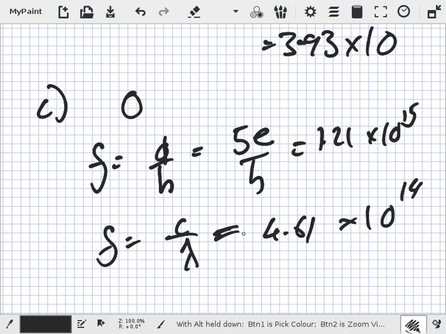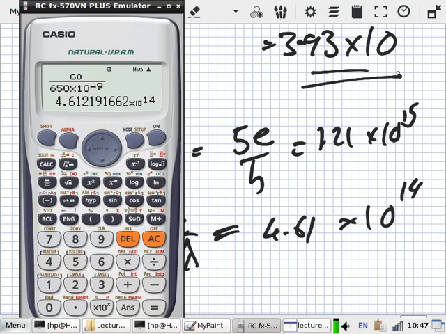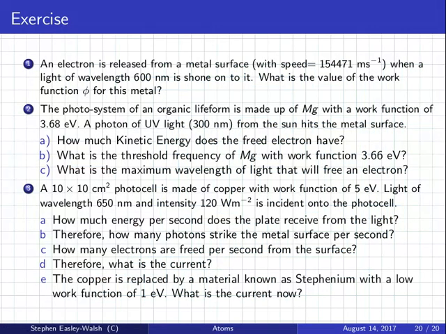I was trying to trick you. I was hoping a lot of people would say this answer. Did anyone say this answer? Be honest. Nobody? What answer did you say? Alright, okay. It's okay? So part D, what's the current? Well, it's 0. There's no electrons freed.